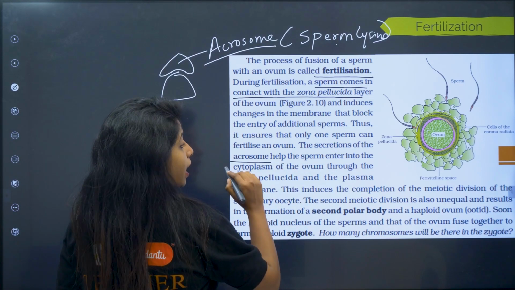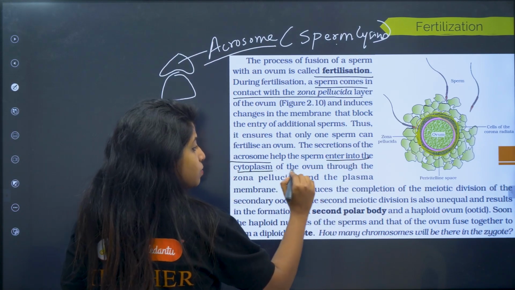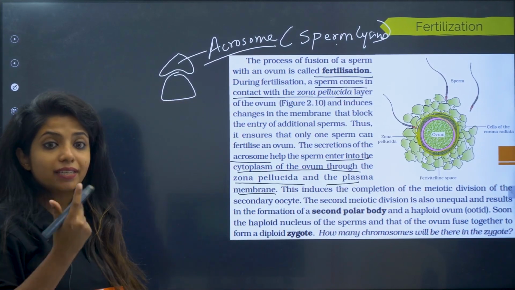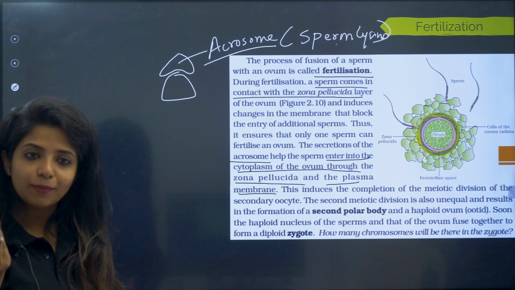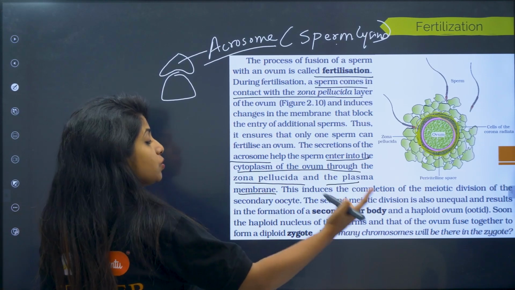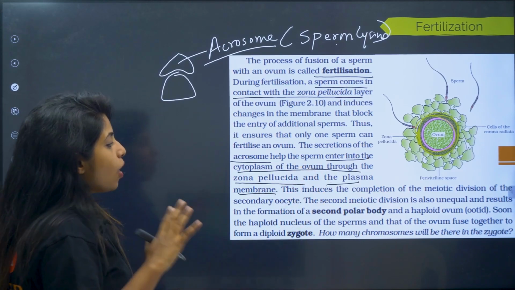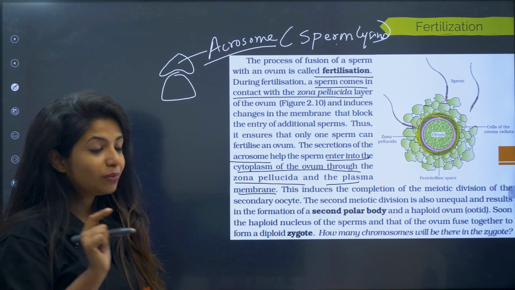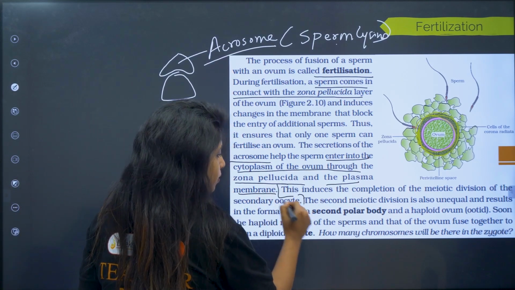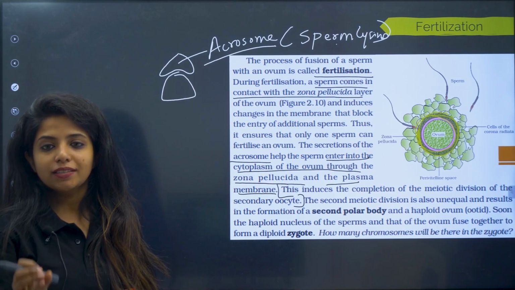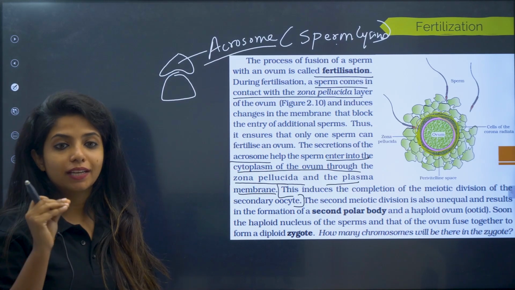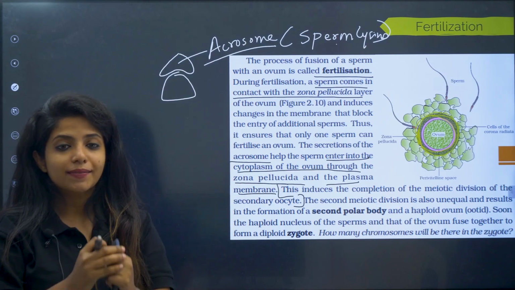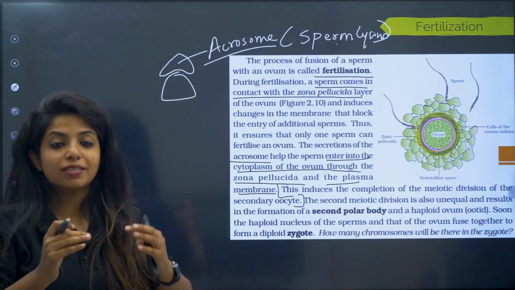So the secretions of the acrosome help the sperm enter into the cytoplasm of the ovum through the zona pellucida and the plasma membrane. The egg cell is a cell, so it will obviously have a plasma membrane as well. Now this induces the completion of meiotic division of the secondary oocyte. So what information did you get over here? And this is the most important thing that I wanted to tell from here. This induces the completion of meiotic division of the secondary oocyte. That means the entry of sperm, the fusion of sperm and the egg, basically induces the completion.